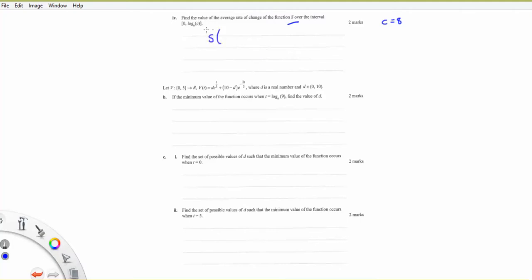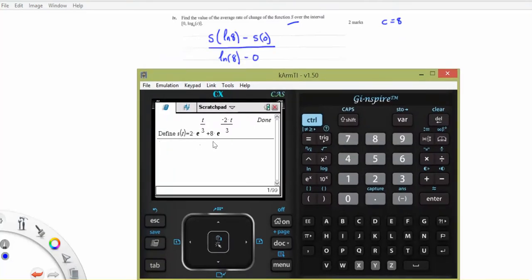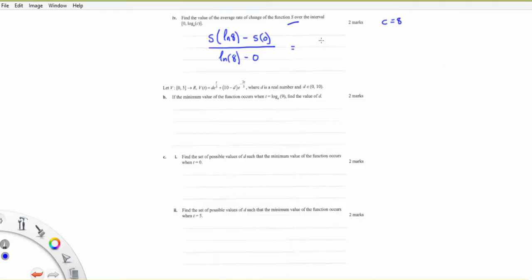So that becomes s of the natural log of 8 minus s of 0 over the natural log of 8 minus 0. I have the function already defined from the previous section, and to work this out, we can punch it right in. So we have the natural log of 8 minus s of 0, which gives -4, divided by the natural log of 8, gives us -4 on 3 times the natural log of 2. And that's our average rate of change.